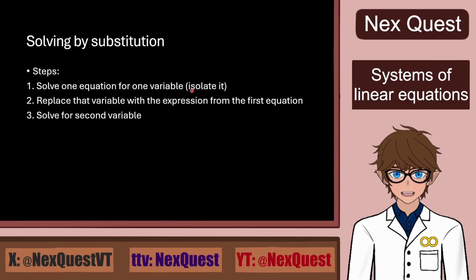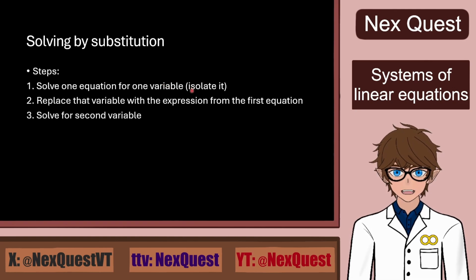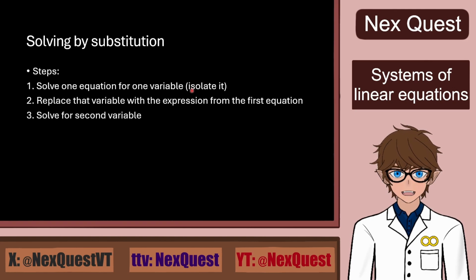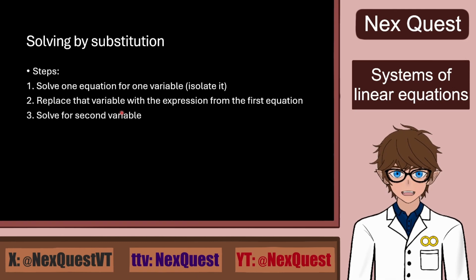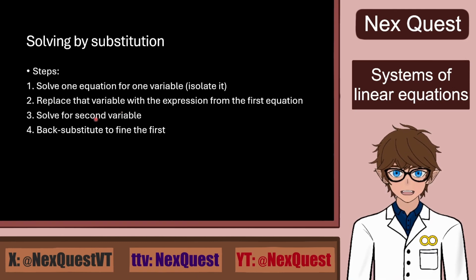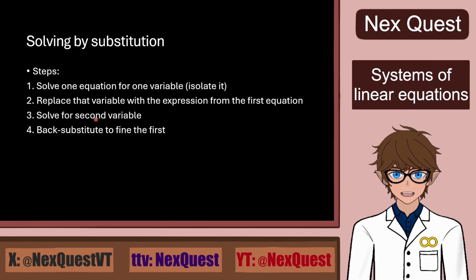This may be confusing, but when I go step by step, you'll see exactly what I mean. With the third step, by solving for the second variable, we got rid of that variable, and we have a value for it. And now we put the value of the second variable into the first.